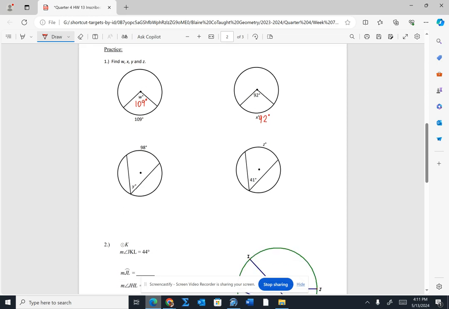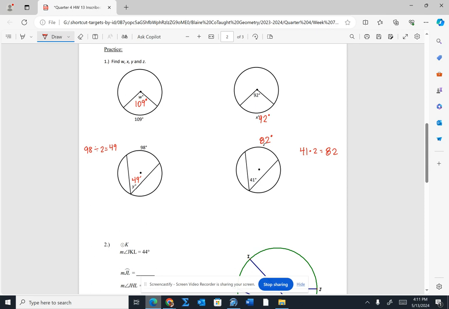But when it's an inscribed angle, we have to take half of the arc that it intercepts. So 98 divided by 2 is 49 degrees. But if you know the angle and you're trying to get to the arc, you have to double it. 41 times 2 is 82 degrees. So Z is 82 degrees.